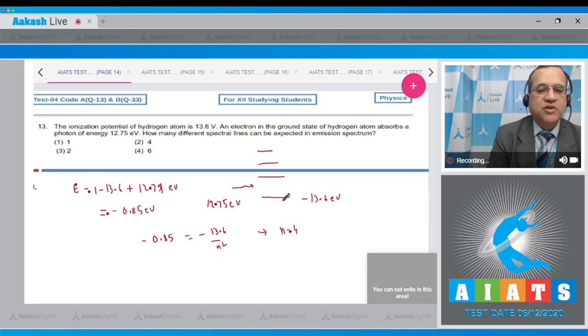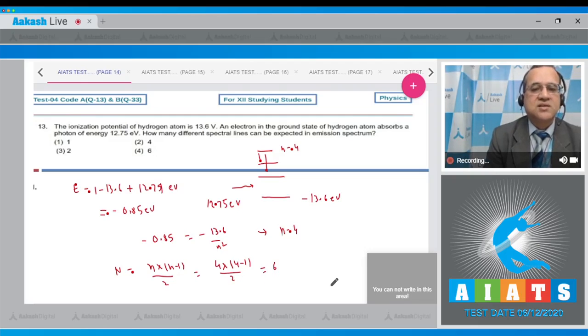So electron jumps from n equal to 1 to n equal to 4. Now how many number of lines are possible? And that you can get directly by the formula n into n minus 1 divided by 2. N was equal to 4, so it is equal to 4 multiplied by 4 minus 1 divided by 2. So 6 emission lines are possible. So answer is the fourth option.